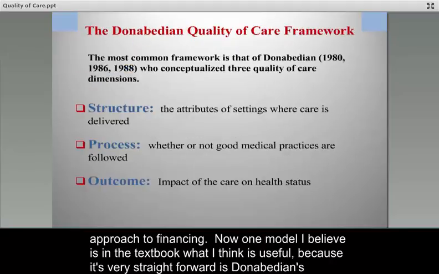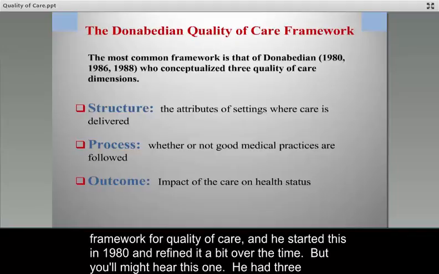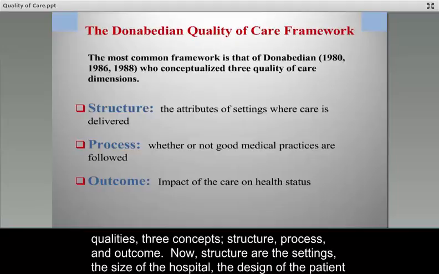Now, one model that I believe is in the textbook, and that I think is useful because it's very straightforward, is Avedis Donabedian's framework for quality of care. He started this in 1980 and refined it over time. You have three concepts: structure, process, and outcome.